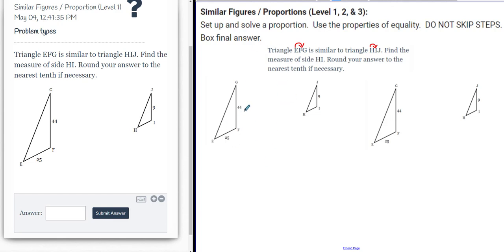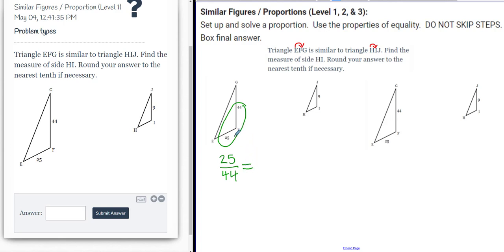Let's switch over to green. So I'm going to go ahead and use these two numbers to set up my proportion. So I can do 25 over 44, or I can do 44 over 25. Do it whichever way you want. I'm doing 25 over 44.